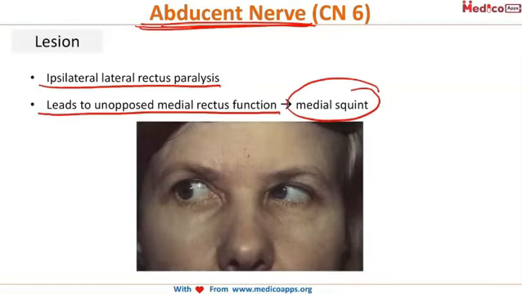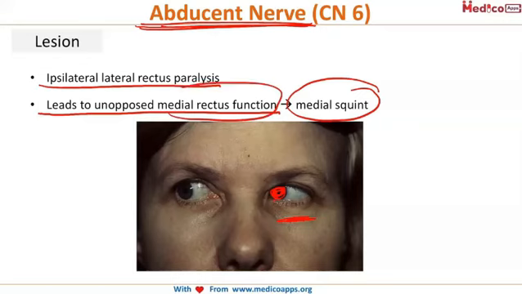So look at this diagram here. This eye is affected here. So in this eye, the medial squint is present. That means the medial rectus is functioning unopposed because the lateral rectus is paralyzed and therefore unable to move the eyeball to the lateral side.